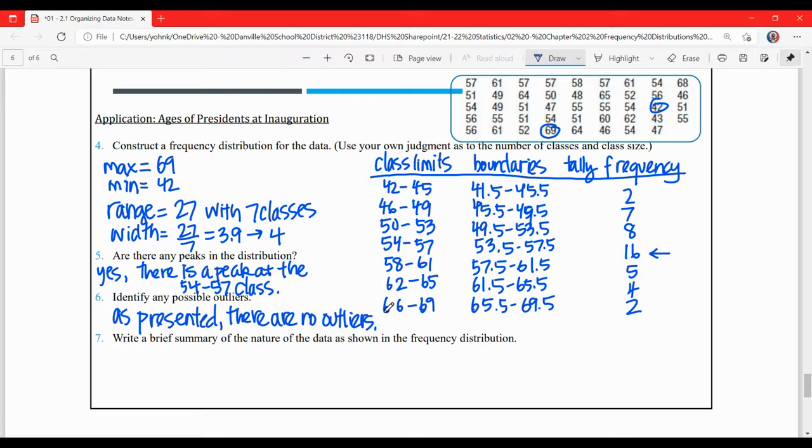Okay, finally, number 7, write a brief summary of the nature of the data as shown in the frequency distribution. So based on your frequency distribution, tell me about it. Well, it looks like the graph here is unimodal. There's one peak. So we can say the data appear to be unimodal. It also looks like it's fairly symmetric. It takes 1, 2, 3, 4 to get up, and then 4, 3, 2, 1 to get down. So we can say fairly symmetric.